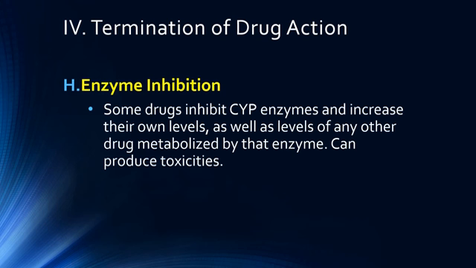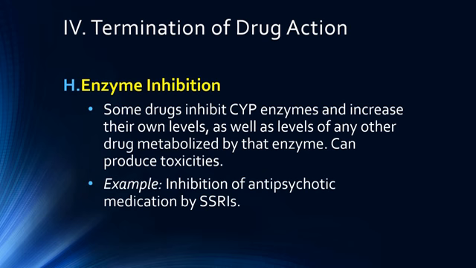Enzyme inhibition is the exact opposite. Some drugs will inhibit cytochrome P enzymes and increase their own levels, as well as levels of any other drug metabolized by that enzyme, and this can produce some toxicities. So if a drug is inhibiting a cytochrome P enzyme, it's going to have a dramatic effect on the metabolic properties of other drugs as well. So for example, you can get inhibition of antipsychotic medication by selective serotonin reuptake inhibitors because of enzyme inhibition.